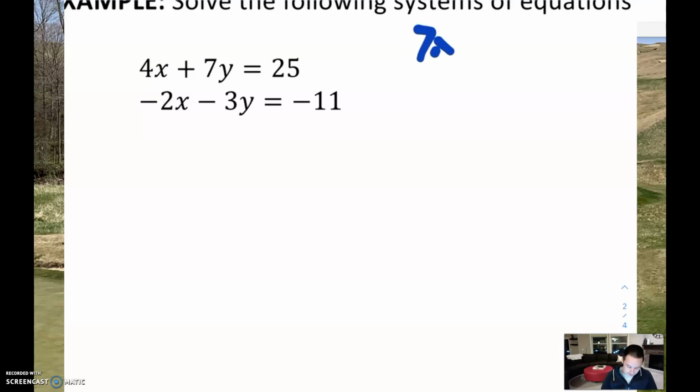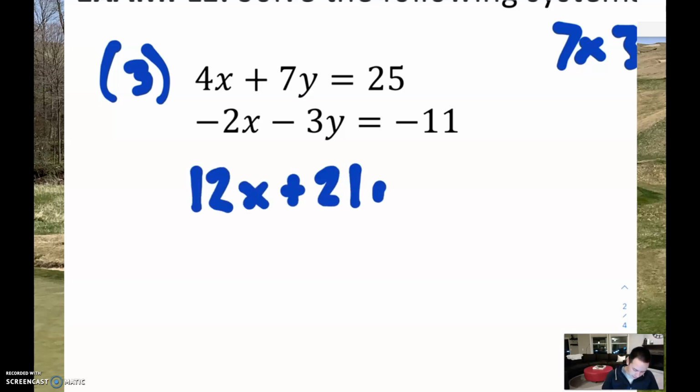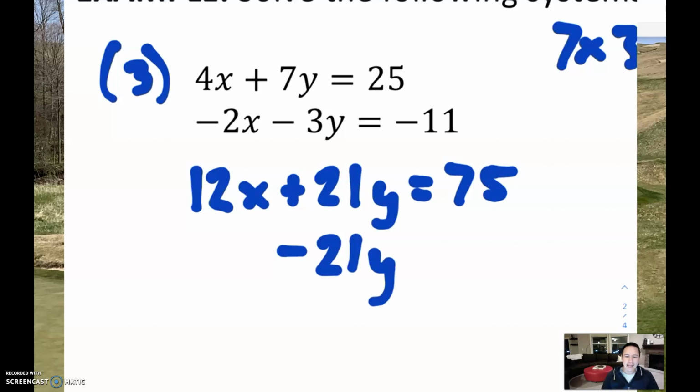We can just take 7, multiply it by 3, and we can turn them both into a 21. So let's go ahead and do that. We're going to multiply the top row by 3. And if you take the 3 and distribute it all the way through, we get 12x plus 21y is equal to 75. Now, if this is a 21y, in order to cancel it out and eliminate them, I need to see a negative 21y. So what number could I multiply this by to make it equal negative 21?